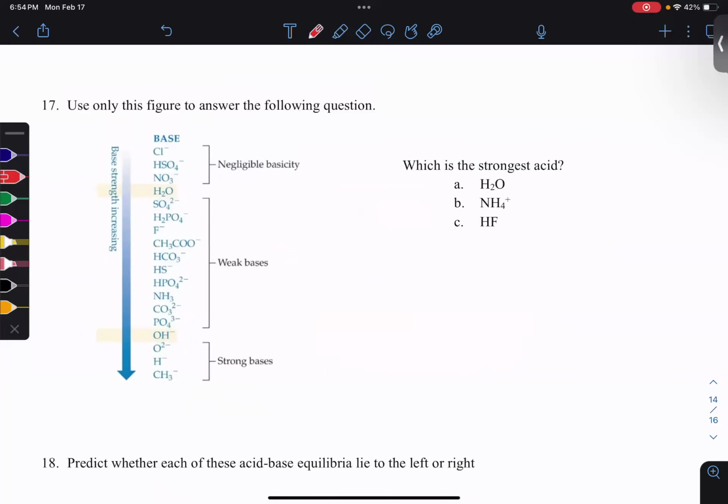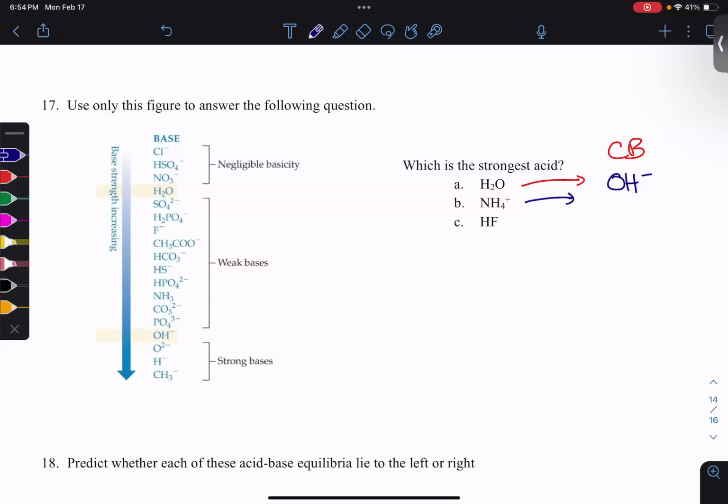Here, which is the strongest acid? But look, I give you a base chart. So we need to look at these acids that are given and predict what are their conjugate bases. What that means is these acids will act like acids, rip off a proton, and tell me what is left over after water loses a proton. After water loses a proton, you are left with OH minus.